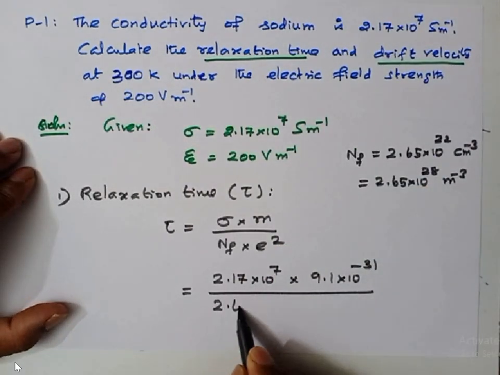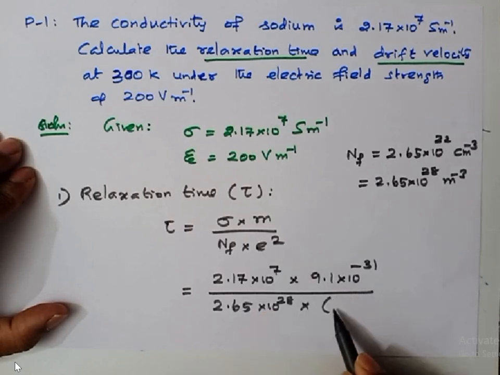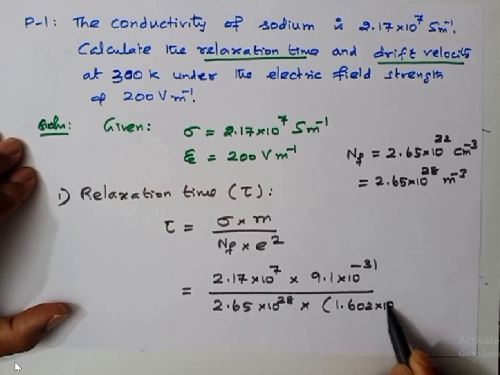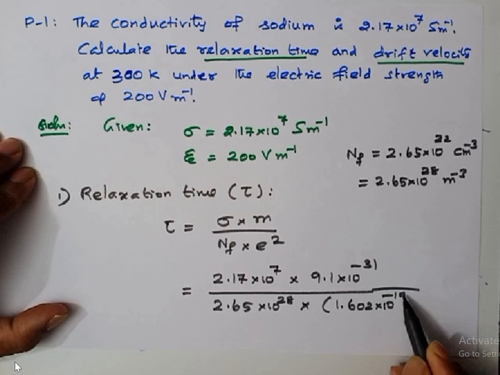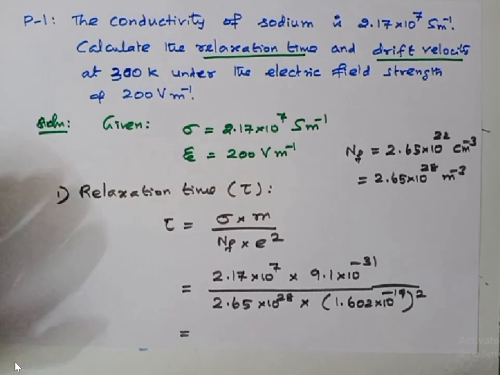So 2.65 into 10 to the power 28 into E square. The charge on each electron is 1.602 into 10 power minus 19 coulomb. Okay, and take the square. Right. So let me calculate this value. I'll use calculator. Just a minute.